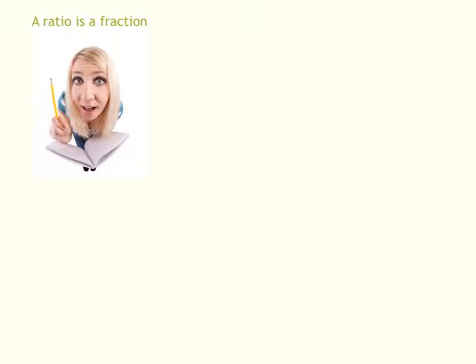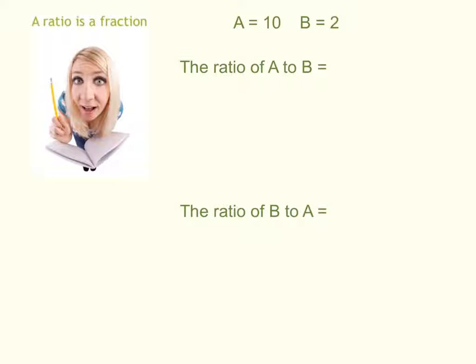Our next concept is ratios, and at the very core of it, a ratio is just a fraction. How I write the ratio depends on how the ratio is stated. If I have two values, A is 10 and B is 2, if I want to write the ratio of A to B, I'm going to write a fraction, and I'm going to write the fraction based on the wording.